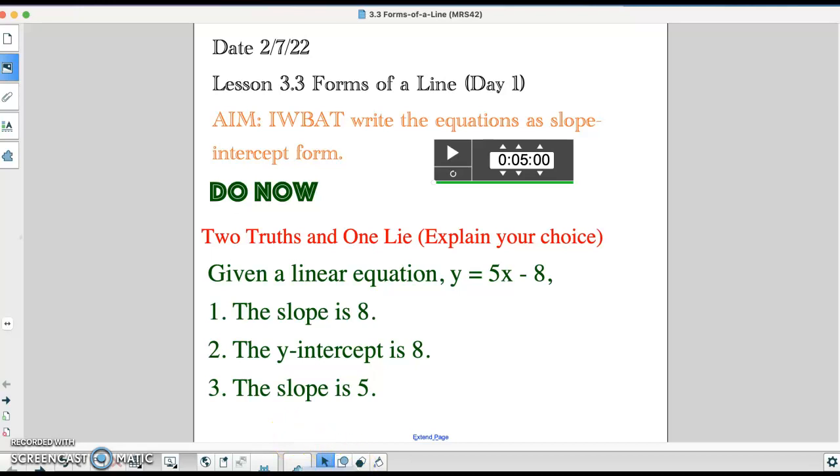Hello class, today is February 7th and we are on lesson unit 3, forms of a line. Our learning objective is to write the equation in slope-intercept form.